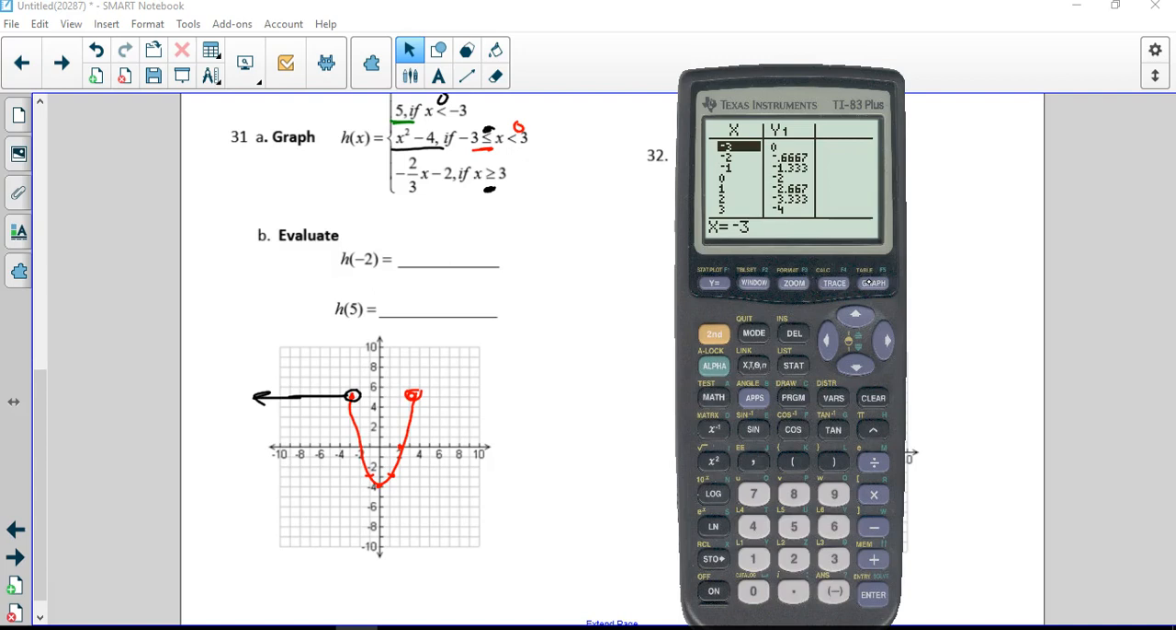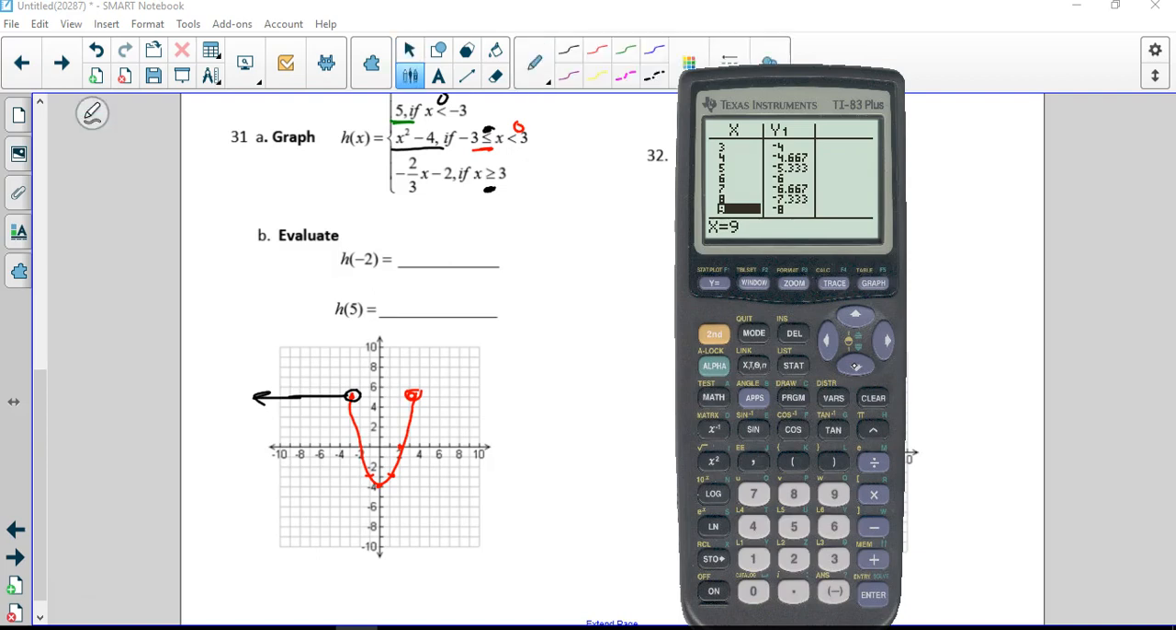Now remember, we want numbers greater than or equal to 3. So I'm going to move this down until 3 is at the top. I don't want anything less than 3. I don't want 2. I don't want 1. And there we go. 3, negative 4, 6, negative 6. So I'm going to put 3, negative 4 is where I'm going to start with a solid dot. I'm going to put 6, negative 6, and 9, negative 8. I'm just going to use those 3 points. I'm not going to use all those decimals.